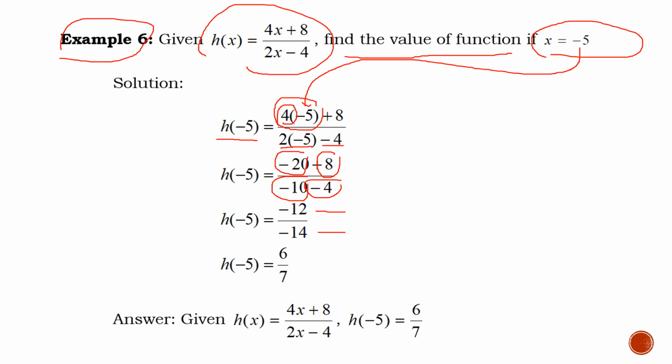So it's negative 14 over negative 12's counterpart, where negative 12 and negative 14 are both negative numbers. A negative divided by a negative number is equal to a positive resulting value. Since 12 and 14 are divisible by 2, if we divide 12 by 2, it's 6, and 14 by 2, it's 7. So our final answer for this example is 6 over 7, or simply h of negative 5 is equal to positive 6 over 7.